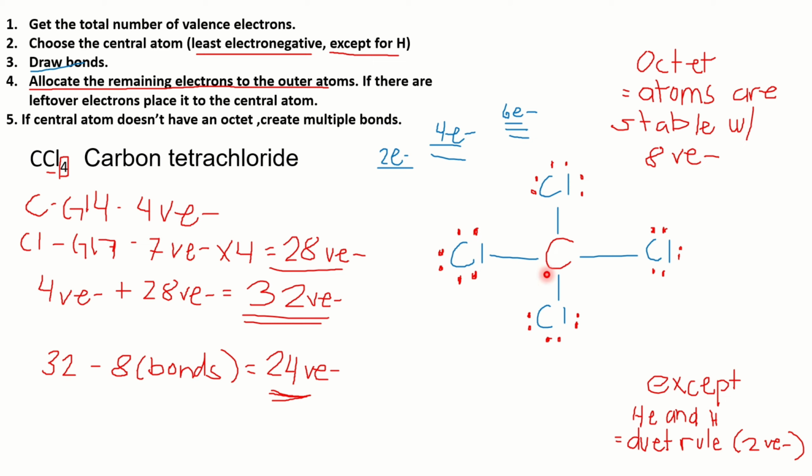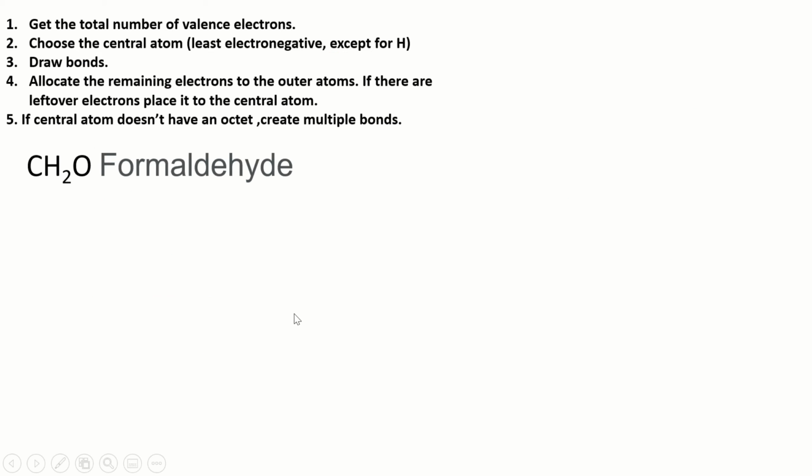Now, how about carbon? 2, 4, 6, 8. Carbon has 8 electrons. So this is the Lewis diagram of carbon tetrachloride. Let's have number 2.